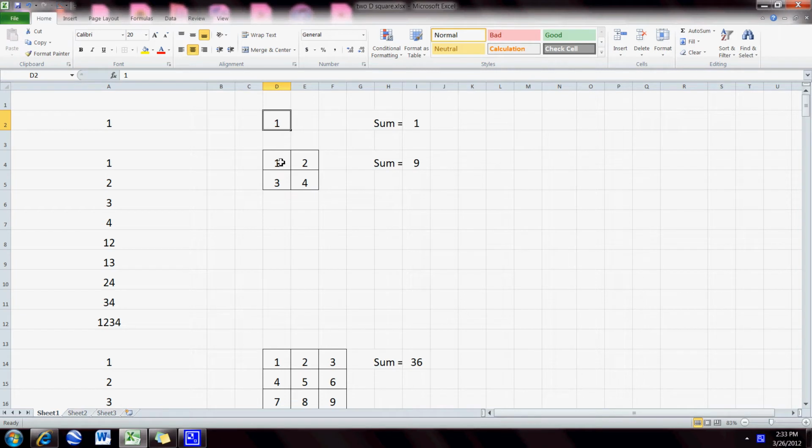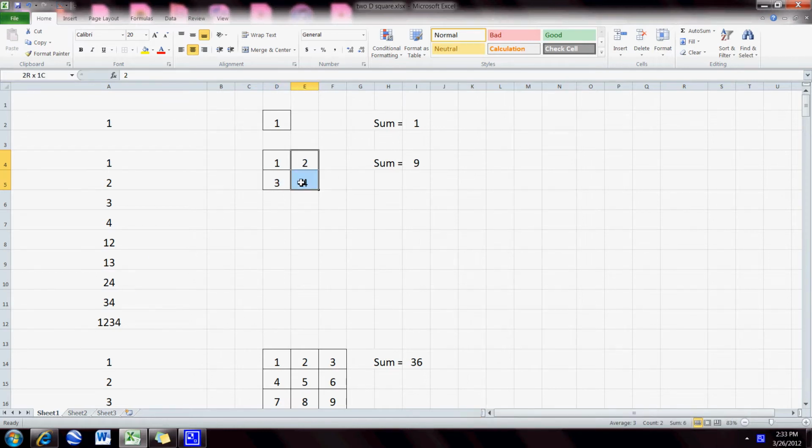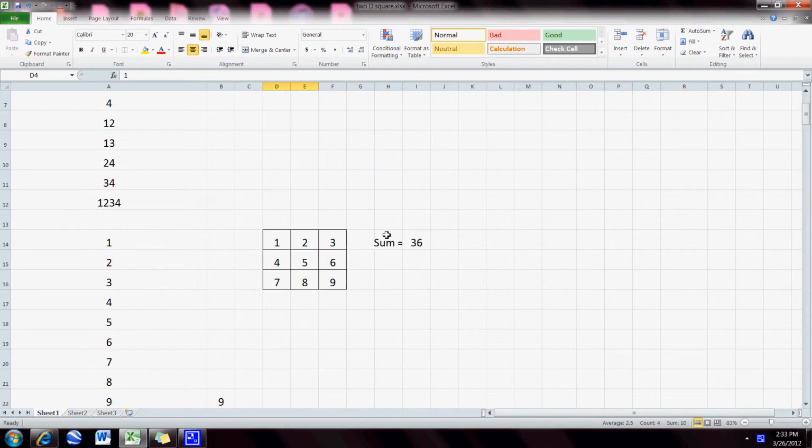In a 2 by 2, you can have 1, 2, 3, 4. That's those 4. You could have 1 and 2. That's a rectangle. 1 and 3, 2 and 4, and 3 and 4. Now, if you add all those up, you get a total of 9. And finally, all 4. Okay. Now the 3 by 3.